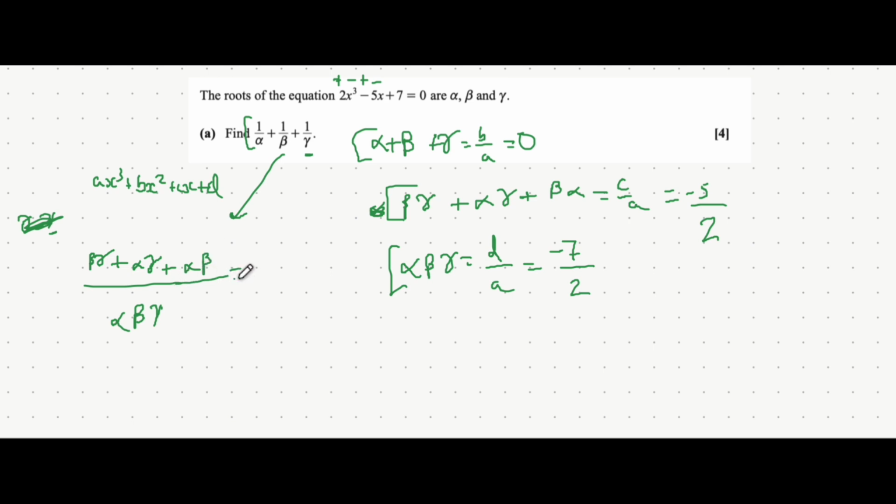Once you've done that, you can represent this whole numerator as minus 5 over 2, before dividing all of that by alpha beta gamma, which is minus 7 over 2. When you do divide those, what you'll end up with is 5 over 7, which is the final answer to this question.